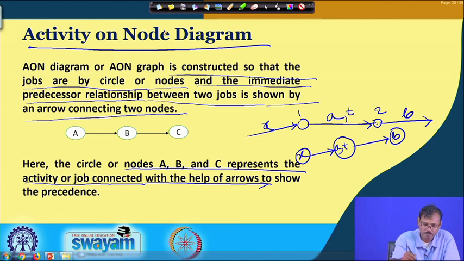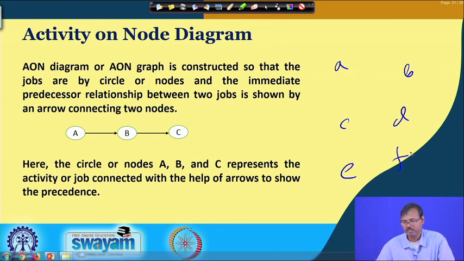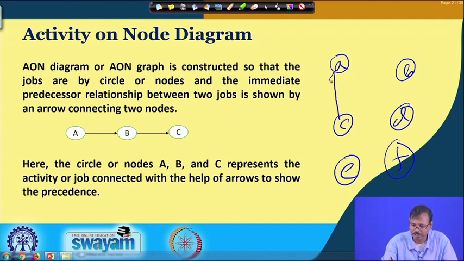That means, a person can write all the jobs, just the names of the jobs, circle them, and then the jobs are mentioned in the network. Now, to show the predecessors and precedence and the succedence, just the arrows have to be placed.